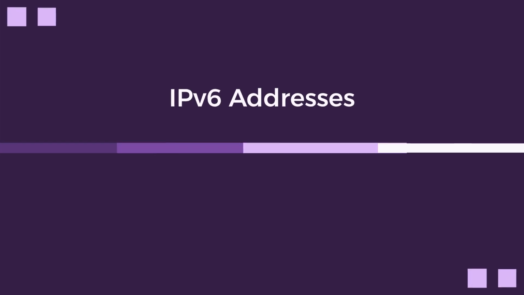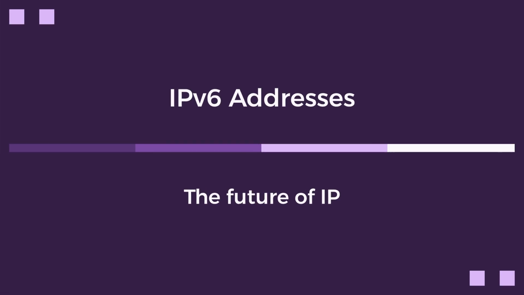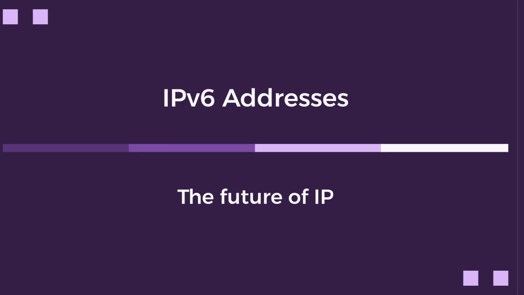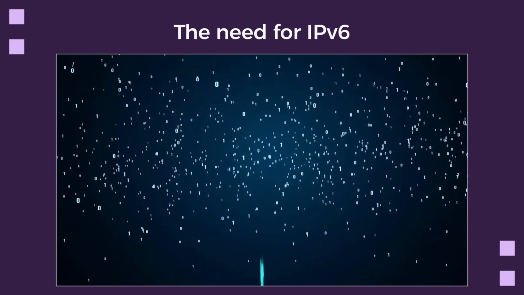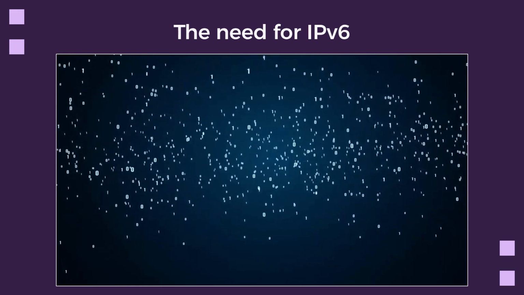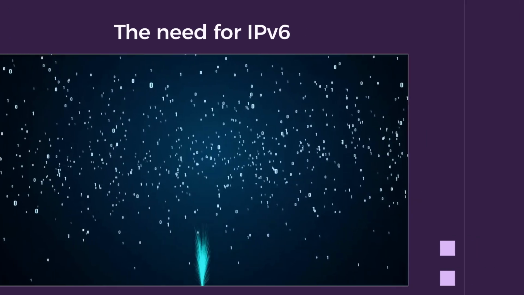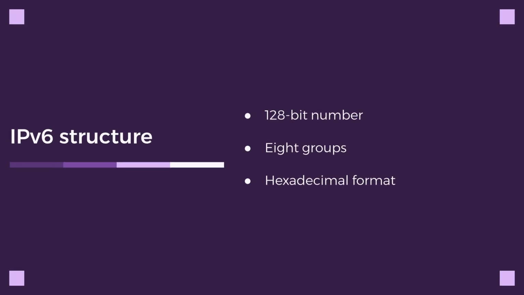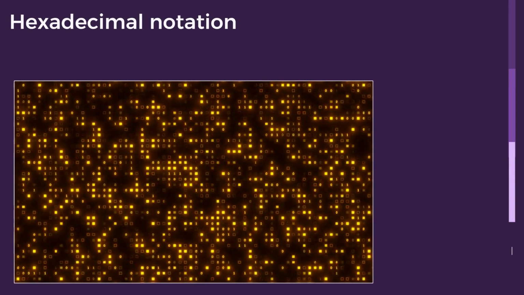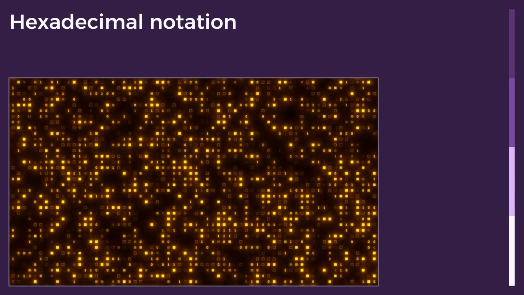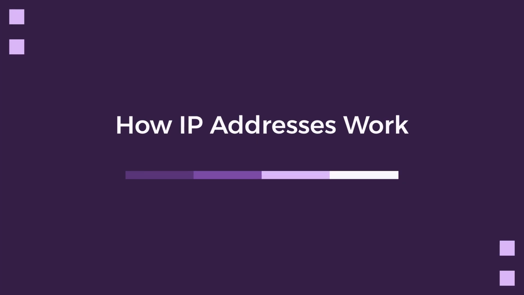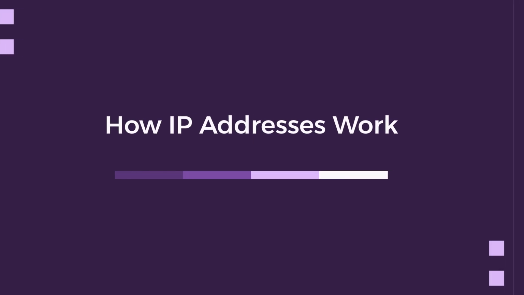Next, we'll explore IPv6 addresses designed to address the limitations of IPv4. With the rapid growth of internet-connected devices, IPv4 addresses were running out, prompting the development of IPv6 to provide a much larger address space. IPv6 addresses are 128-bit numbers, significantly larger than IPv4, and are represented as 8 groups of 4 hexadecimal digits. This hexadecimal notation allows for a vast number of unique addresses, ensuring there will be enough for all future devices.